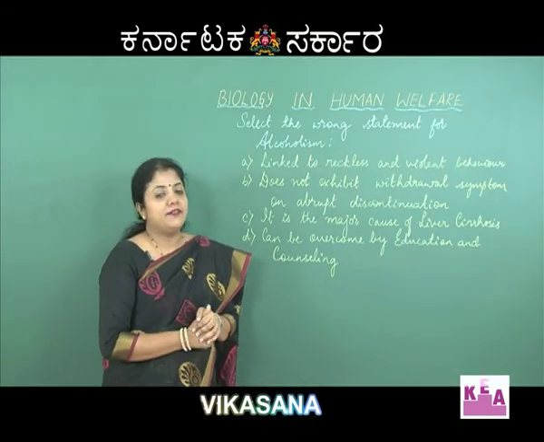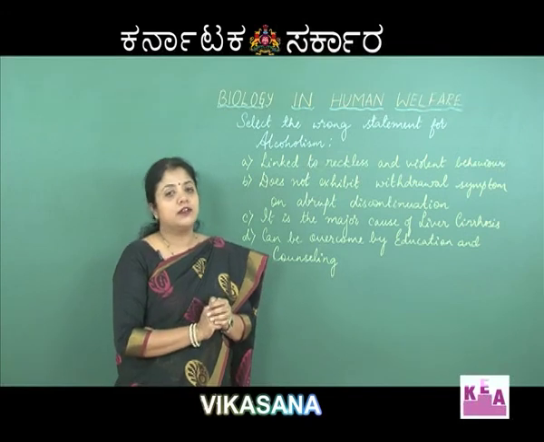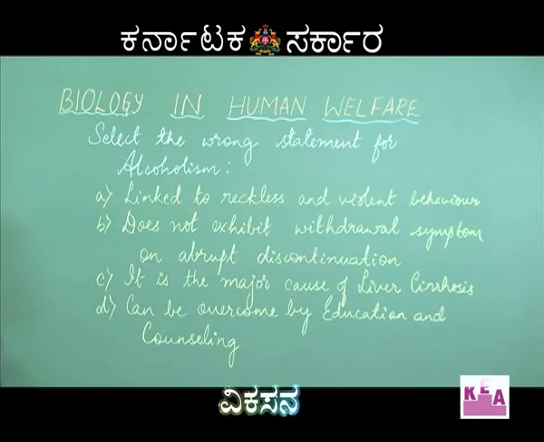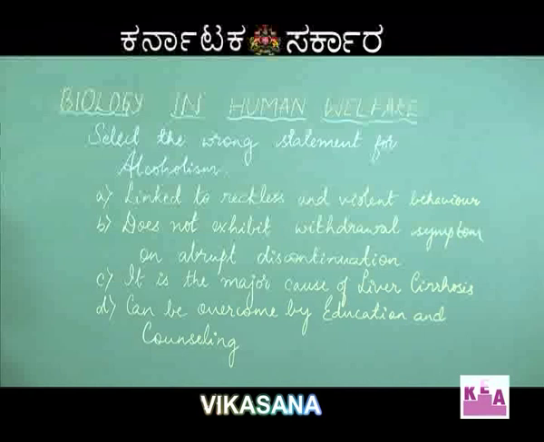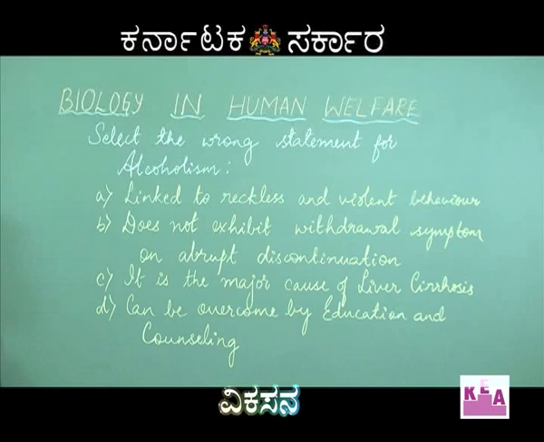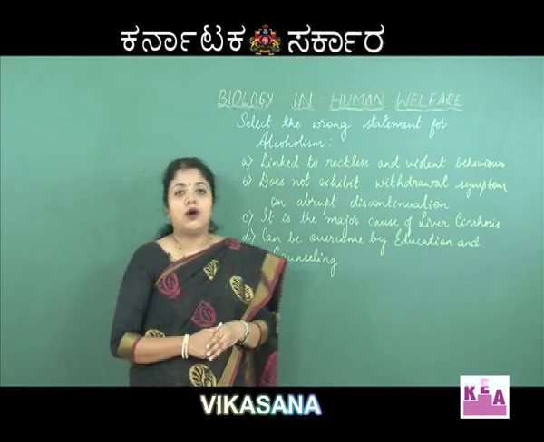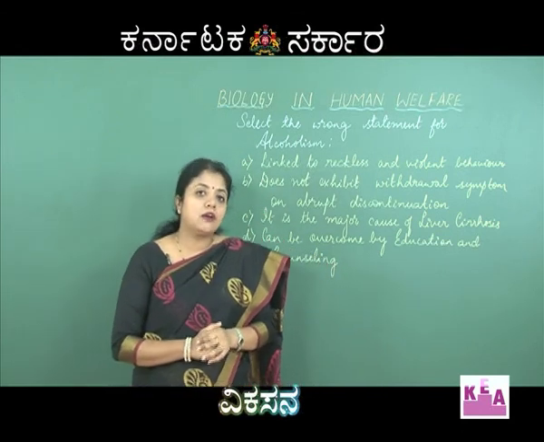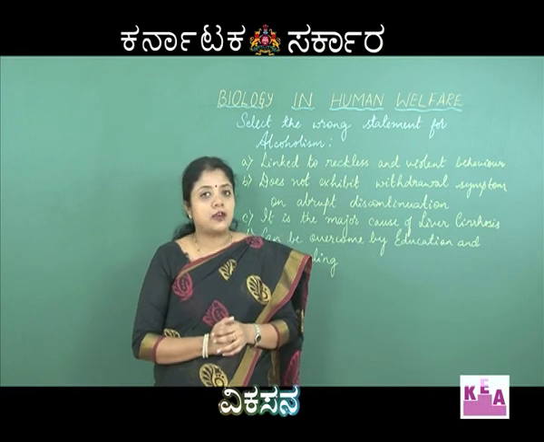The next question is again wherein you will have to identify or choose the wrong statement. The question goes like this: select the wrong statement for alcoholism. The statements are: statement A, this is linked to reckless and violent behavior. Statement B says it does not exhibit withdrawal symptom on abrupt discontinuation. Statement C, it is a major cause of liver cirrhosis, and statement D, this can be overcome by education and counseling. Now, if you can observe, all these statements are with respect to alcohol abuse, commonly known as alcoholism.